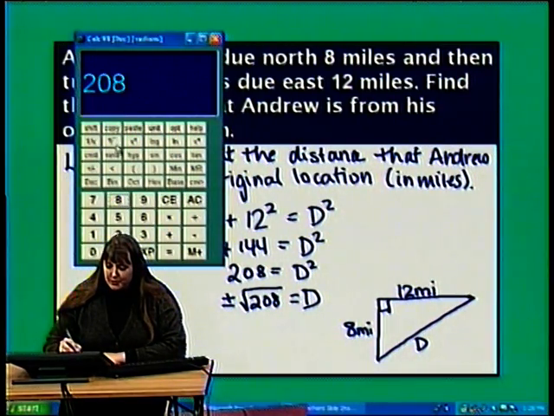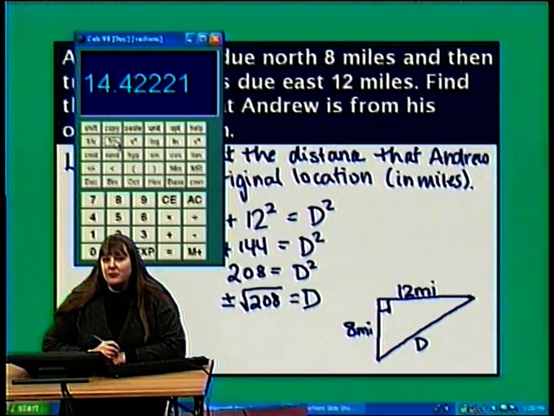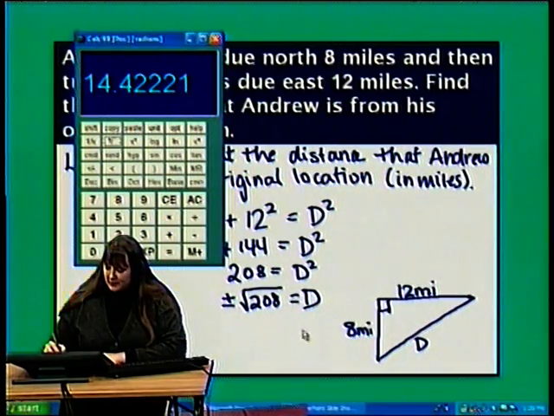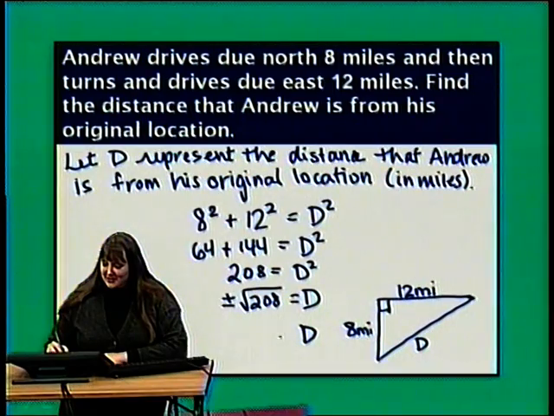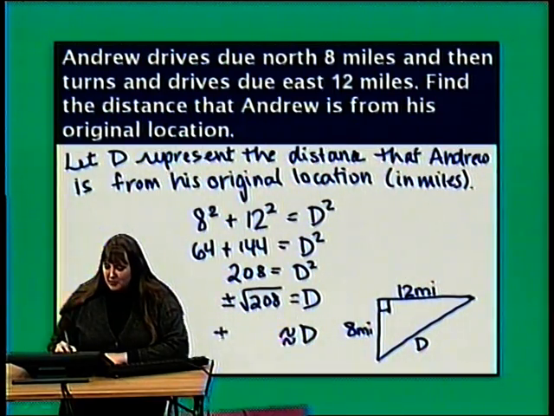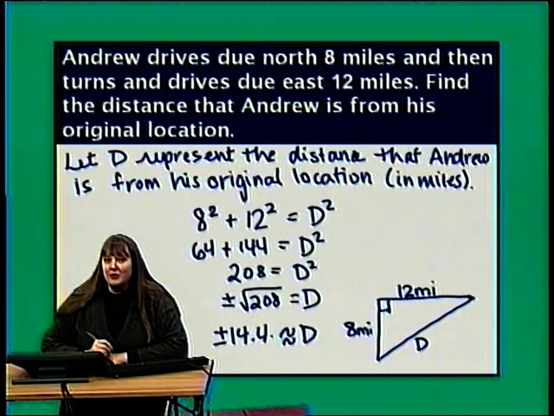So if I take the square root of 208, I get about 14.4. So d is approximately plus or minus 14.4. We already discussed, though, the only answer that makes sense here is the positive value. So d is approximately positive 14.4.